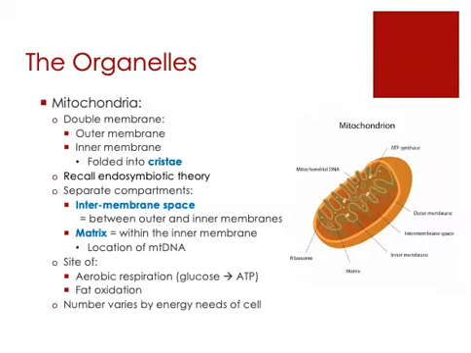Next on the list of the organelles is the mitochondria. Now, the mitochondria is also an organelle with two membranes, but the mitochondria has a true double membrane. In other words, those two membranes are separate from each other. There's what we call an outer membrane and an inner membrane. Now, the inner membrane is actually larger in terms of its surface area than the outer membrane is.